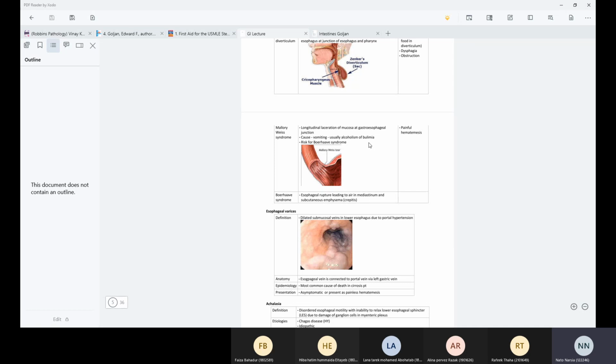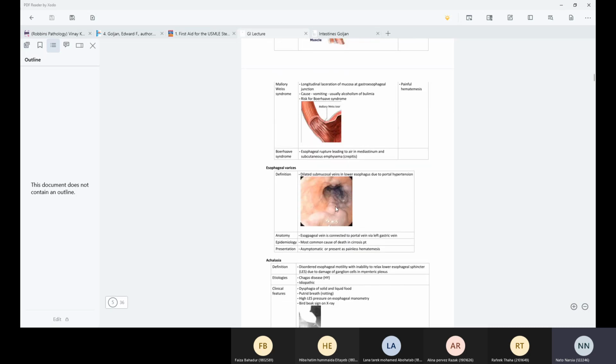The next condition: we need to make a differential diagnosis between painful hematemesis and painless hematemesis, right? Painless hematemesis you find in esophageal varices. It looks like this. In the lower part of the esophagus, you will find these dilated varices, blood vessels, veins, okay? Submucosal veins.